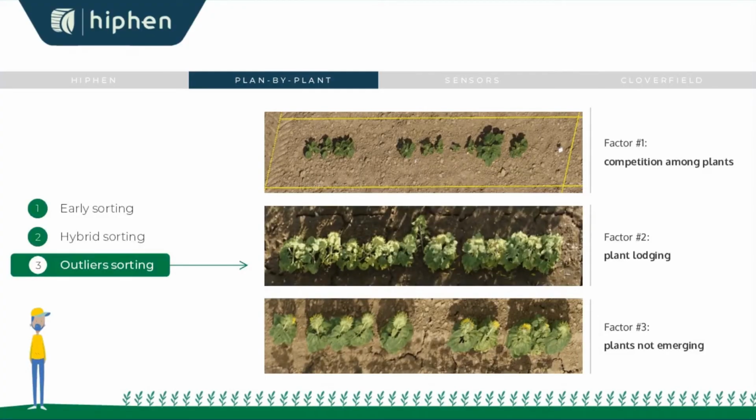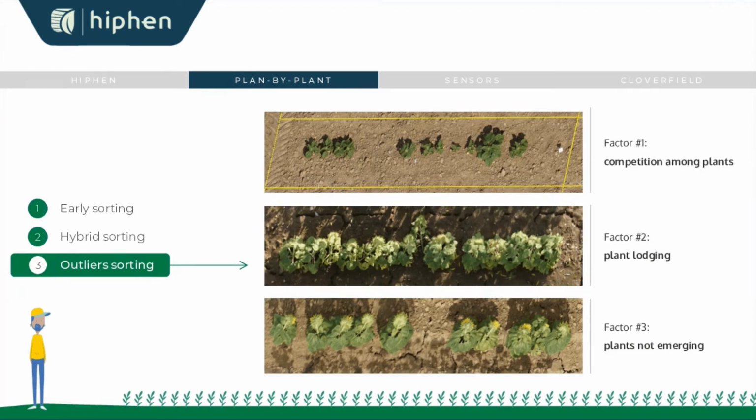So here is an example. As I told you, we are much earlier in the breeding trial, where we have just one line. We chose sunflower, as sunflower is probably the easiest plant for plant-to-plant phenotyping. And you can see that here, for the first factor, competition between plants, at early stages you have emergence issues. Some plants emerge a little bit earlier than others, and you don't have the same homogeneity on the right-hand side of your microplot and on the left-hand side of your microplot.